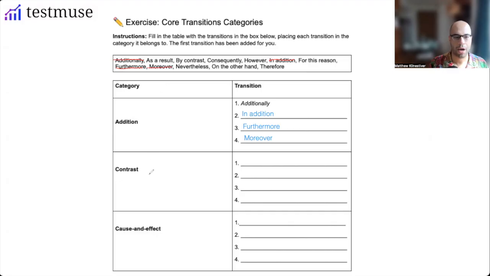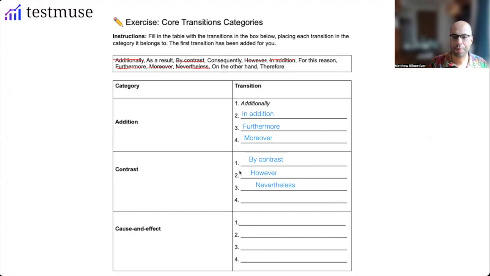Now I want to do my contrast. Obviously, the easiest thing to do is by contrast right up at the top there, so I'm going to add that in. By contrast has it right in the name. However, as our most common contrast word, so I'm going to add that in too. Hopefully you all know that and are comfortable with it. Pretty direct, pretty simple, I would say. Nevertheless, which we said was a kind of surprising contrast word because it is not actually a synonym with the others, which we'll talk about later. And then finally, on the other hand.